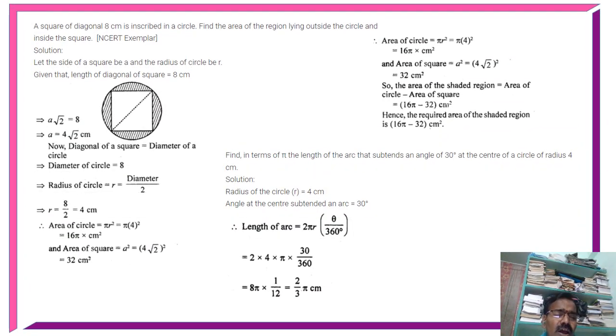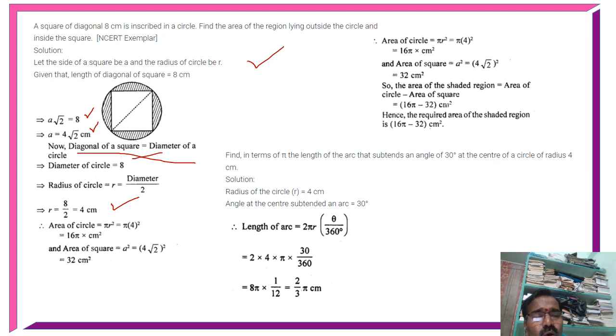A square of diagonal 8 centimeters is inscribed in a circle. Find the area of the region outside the circle and inside the square, nothing but the shaded region. Let us take the radius of the circle as r, and the diagonal of the square is given as 8 centimeters. Just before, we discussed that the diagonal of the square equals the diameter of the circle. So a root 2 equals 8, and a equals 4 root 2 centimeters. Diameter of the circle is 8, so the radius will be 4, diameter by 2.